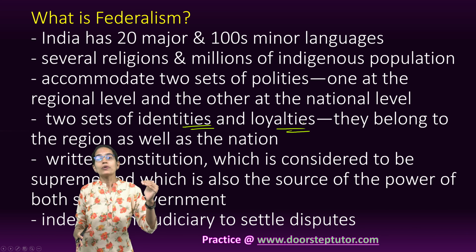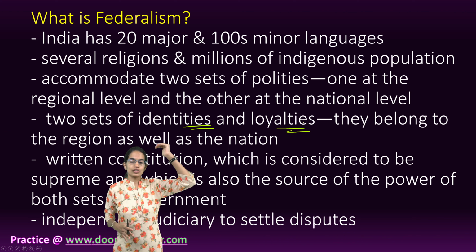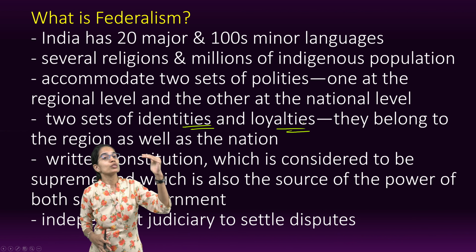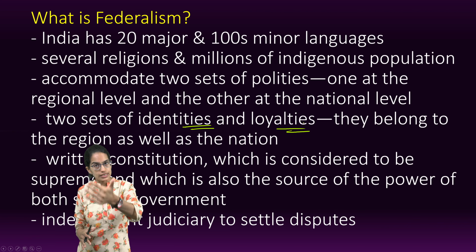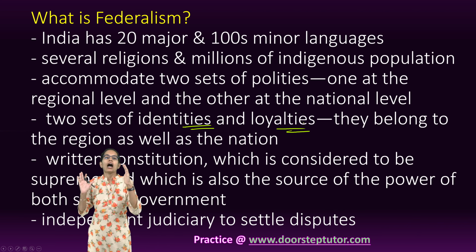Also, when we talk about a written constitution, the written constitution is supreme, and this constitution governs the sources of powers and establishes the powers for both the center and the state. But it also explains that there would be certain powers which would be only with the center, and certain powers which would be only with the state. However, there would be certain subjects which would be a matter of both state and center. For example, education in India. Education in India comes under the concurrent list. That means both the center as well as the state would take care of it.